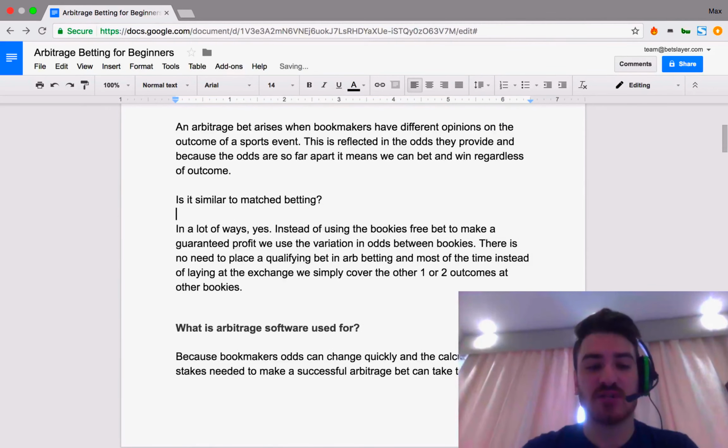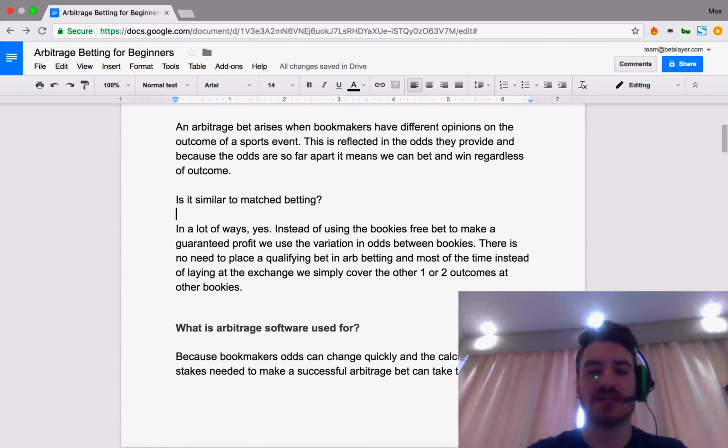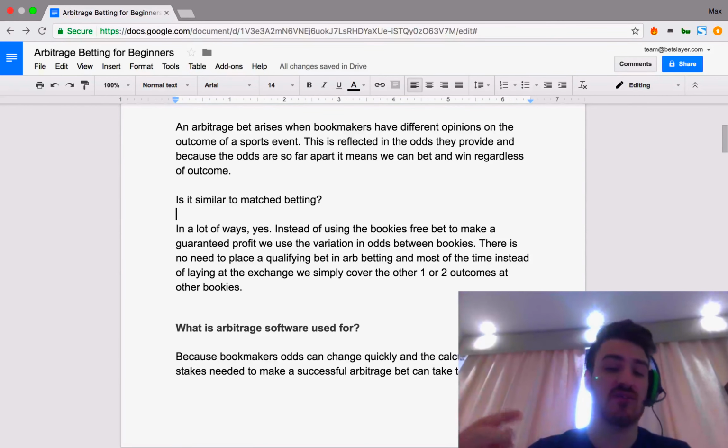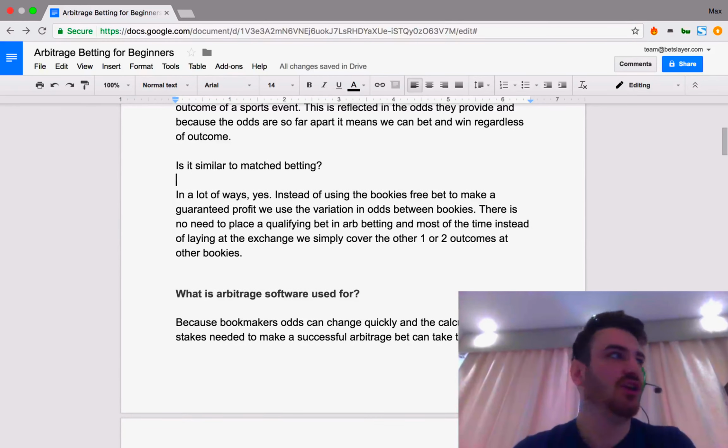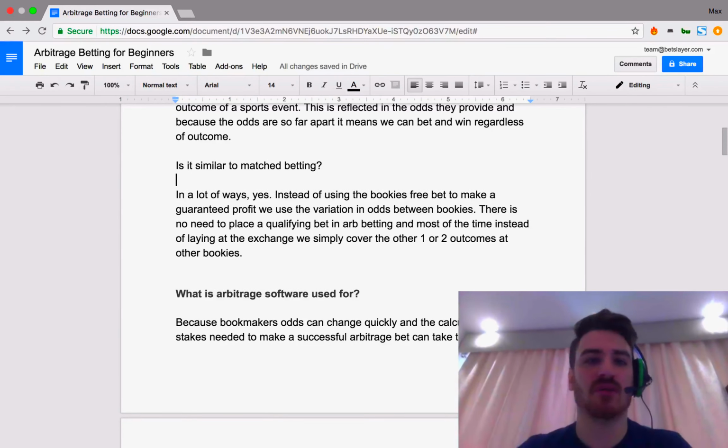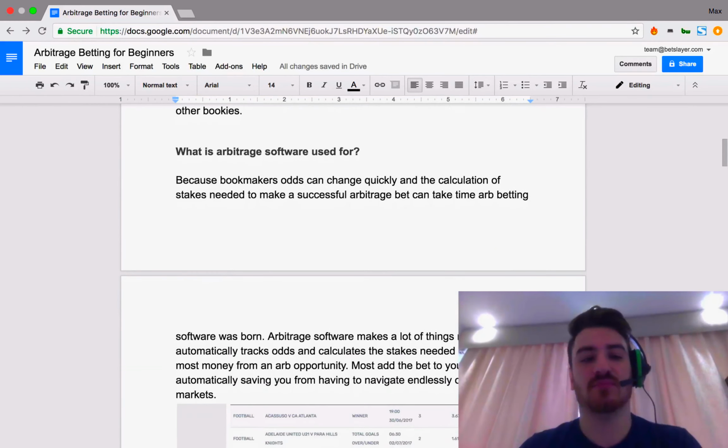Is it similar to match betting? In a lot of ways, yes, but instead of using the bookie's free bet to make a guaranteed profit, we use the variation in odds between bookmakers. There's no need to place a qualifying bet in arbitrage betting, and most of the time, instead of laying it in the exchange, we'll simply cover the other one or two outcomes at other bookies. So it's all very simple, it's evergreen. You don't need to worry about messing this up and losing the bookie promotion.